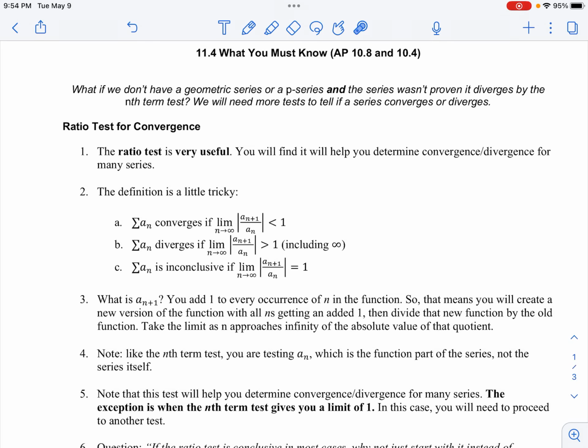Okay, so now we're going to start to jump into what happens whenever we don't have a geometric series and we don't have a p-series. And so we go to the nth term test and we didn't prove it diverges. It equals 0, so it's inconclusive. So that means that we're going to need more tests to tell if a series converges or diverges.